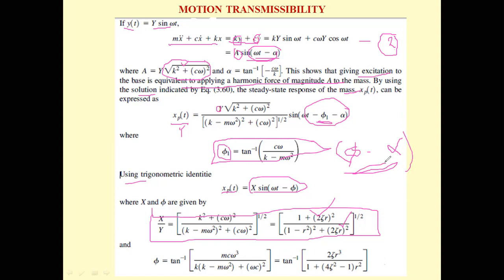So this X upon Y ratio is called motion transmissibility. This is an important concept that I missed in that unit. So what is the ratio? X upon Y, that is the steady state amplitude of the mass divided by the steady state amplitude of the base. That ratio of two amplitudes is known as the motion transmissibility, or it is also called displacement transmissibility, because it is the displacement of the mass and the displacement of the base.